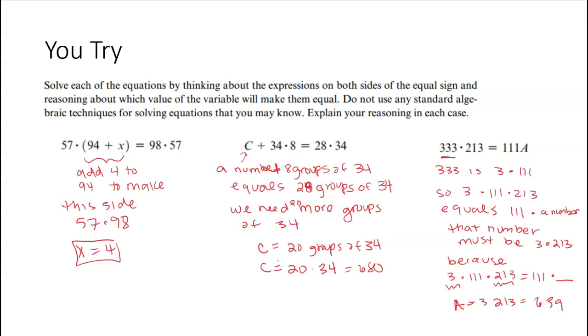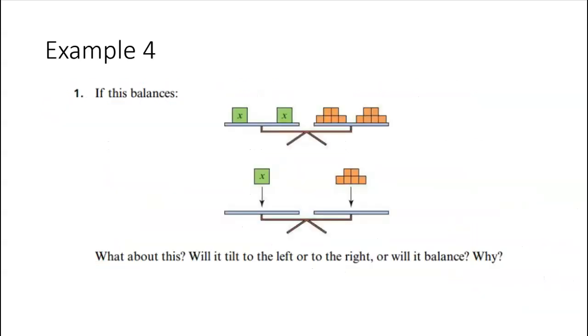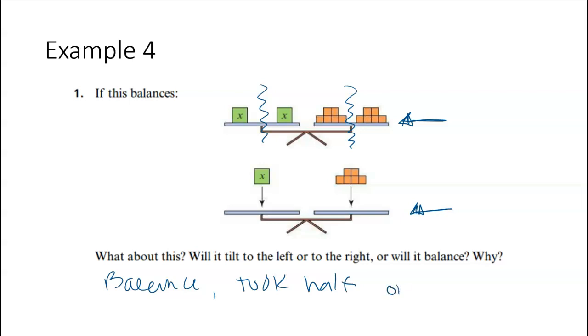And there we go. So now let's actually look at a pan balance. So if this balances, what about this? Will it tilt to the left or to the right, or will it balance? So let's take a peek here. Oops. So if this balances, what will happen in this case? Will it balance? So let's look. We had 2 x's and then 2 sets of this here. And so we just took half of this. Did we take just half of this? Did we do the same thing? Yes, it's going to balance because we took half off of both sides.